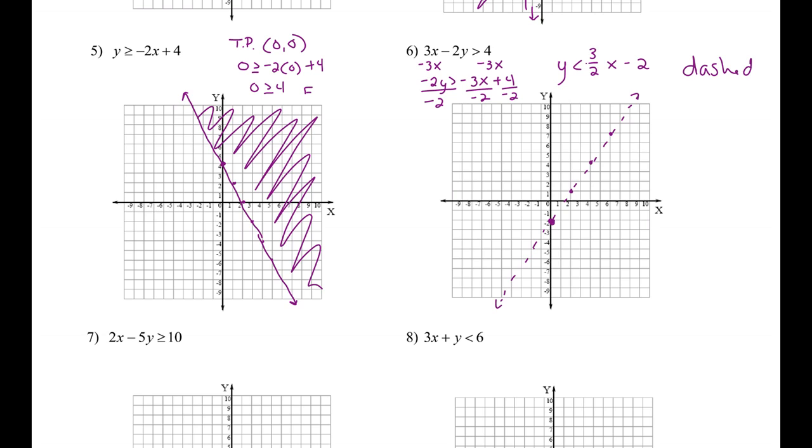And I'm going to pick a test point. And I'm going to use 0, 0 once again. I can either plug it into the original equation or the one that I put into slope-intercept form. So this gives me 0 is less than -2, which is false. So because 0, 0 was false, I'm going to shade in the opposite region.